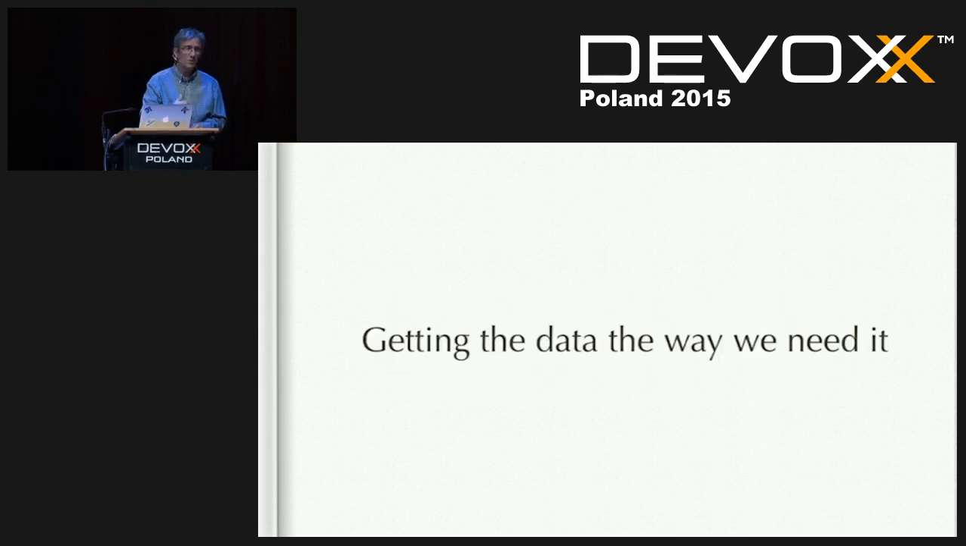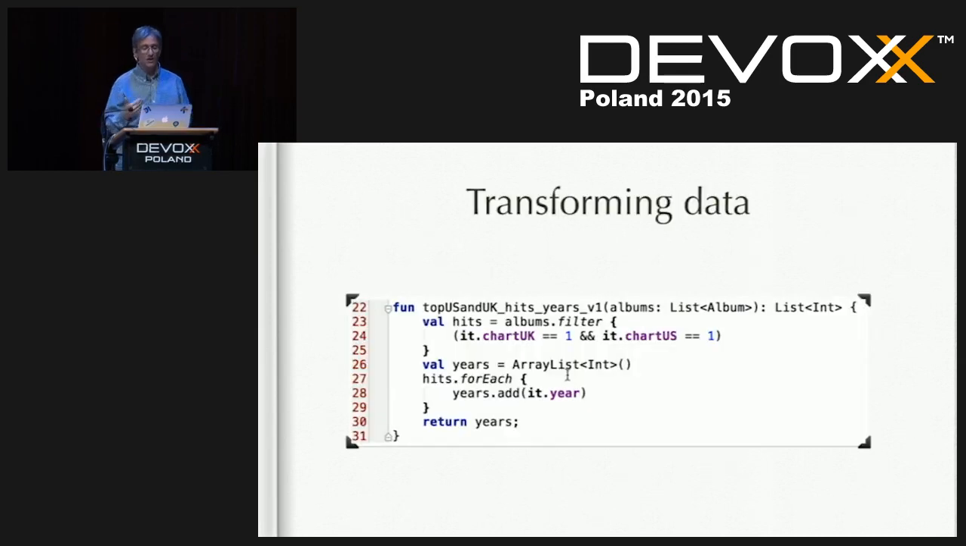Now, we want to get the data in a specific way. This way we can't get it. Here's an example of how I could transform the data. I want to get data from one way to another. So I have a list of albums. Maybe I just want the years. So here is the top US and UK hits in number of years. So I do a filter, and now I get a years list. And on that years list, I go and add just the year.